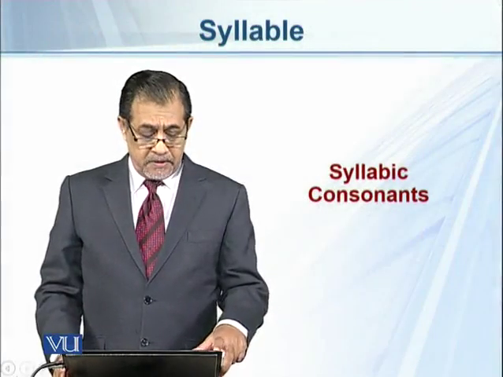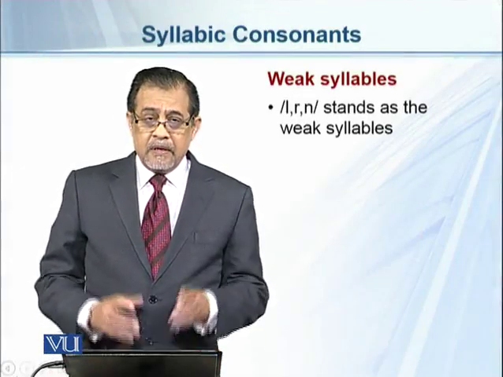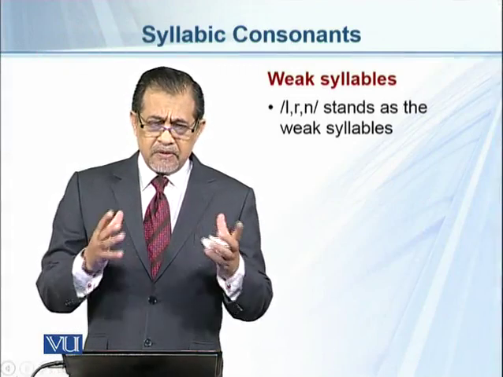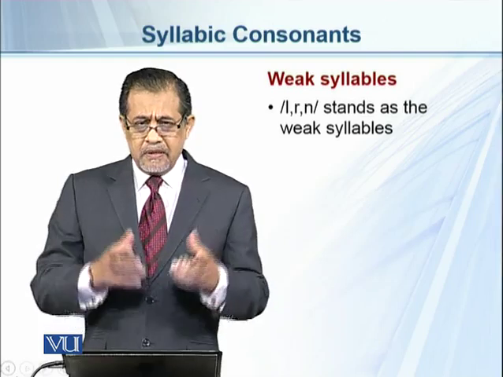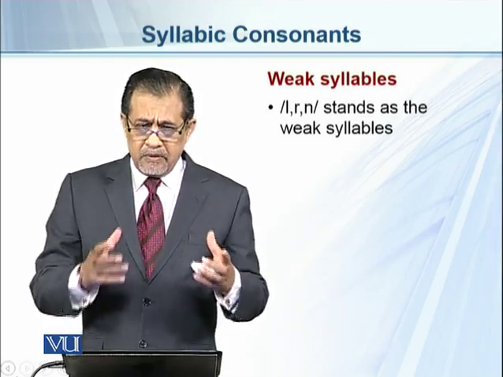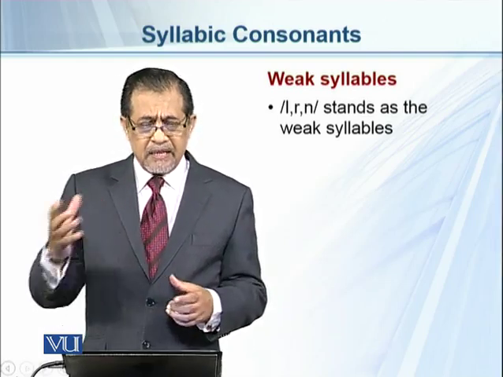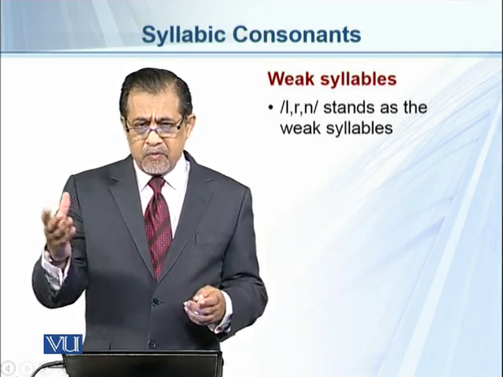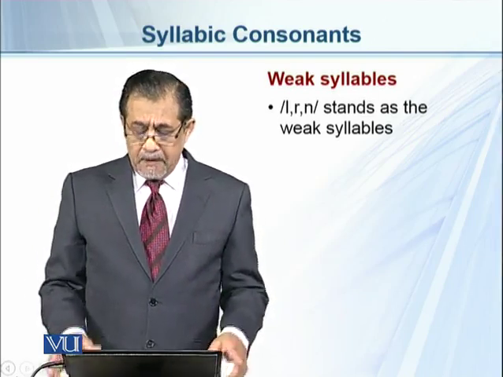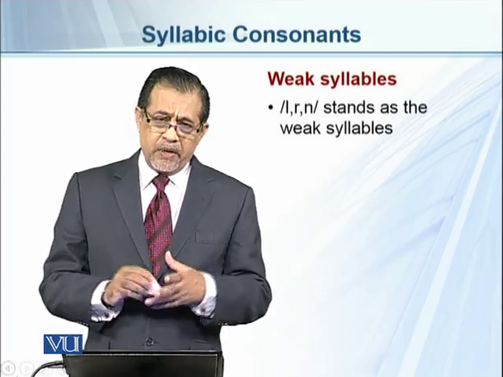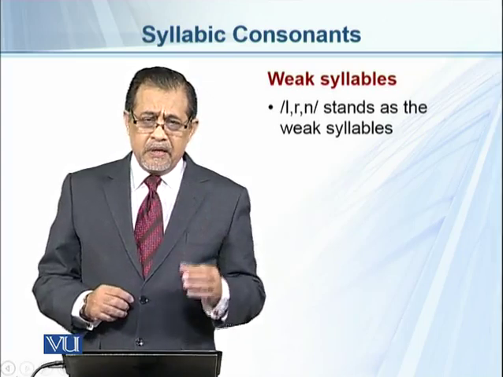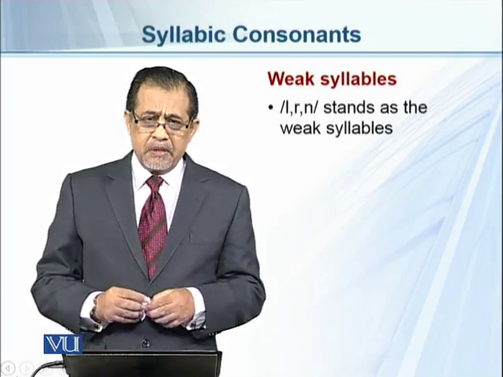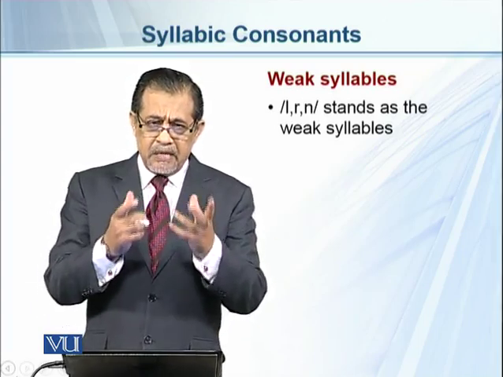Syllabic consonant. We know that a syllable consists of an onset, which is a consonant, a vowel, which is the nucleus, and a consonant, which is the coda. But it happens that when certain sounds come in an unstressed syllable, especially after the stressed syllable, they make the syllable weaker.